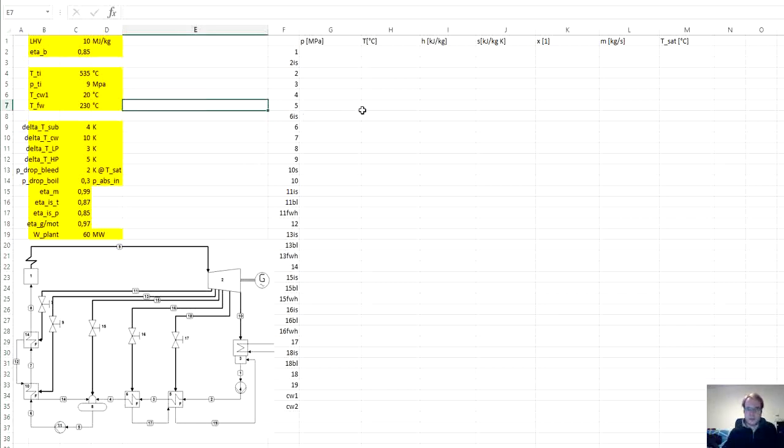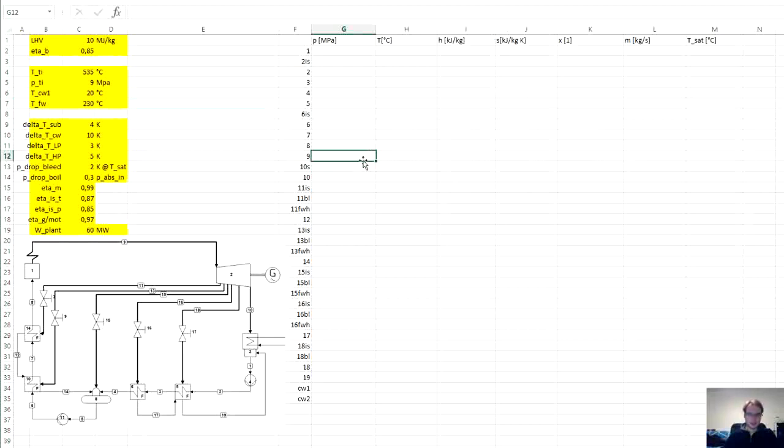So now we can follow through the basic parameters that we know, using the same method as before. We have specified the pressure at the turbine inlet, then the temperature at the turbine inlet. And we know the cooling water inlet temperature, point CV1 here. And we know the temperature at point 8, the inlet into the boiler, which is here the feedwater temperature, 230 degrees C.